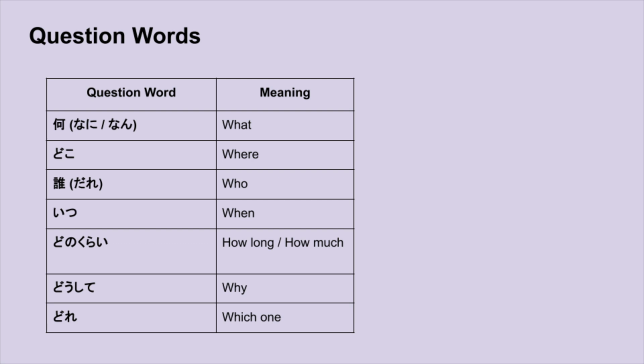Number 2, doko, that follows the same pattern that we talked about a minute ago with koko, soko, asoko. Doko is where. That whole list is like here, there, over there, or where. Dare is who, itsu is when, dono gurai is how long or how much. You hear that a lot as a set phrase. I just wanted to add it in just in case. And then doshite is why.